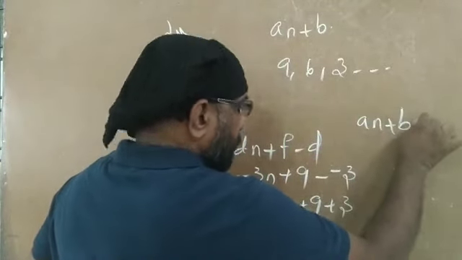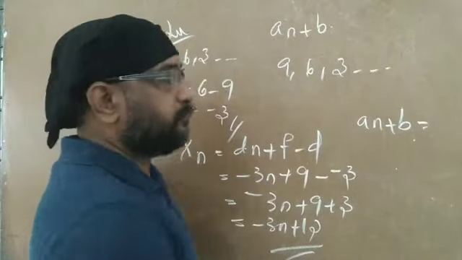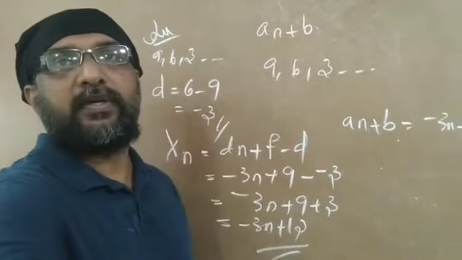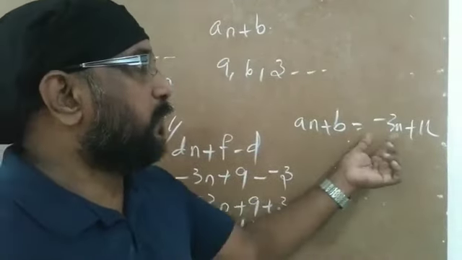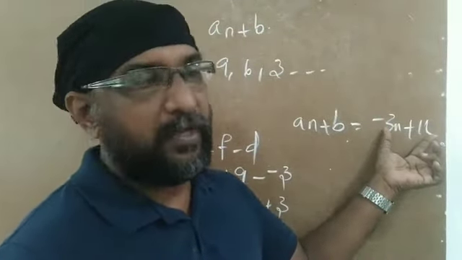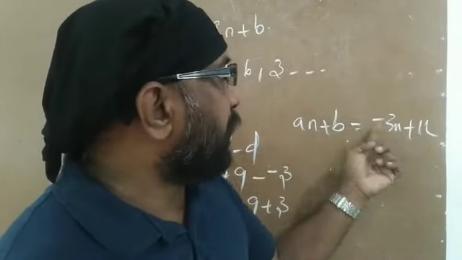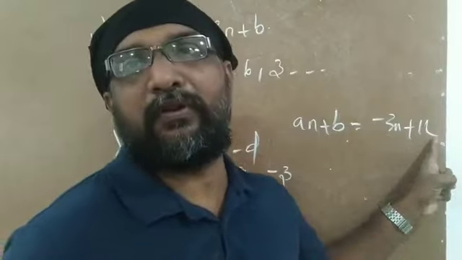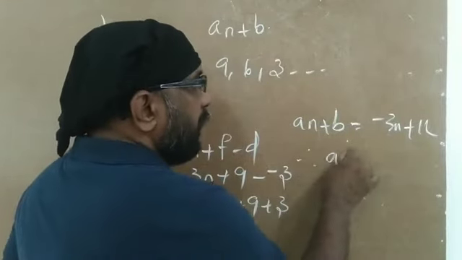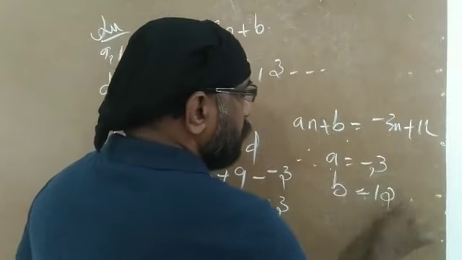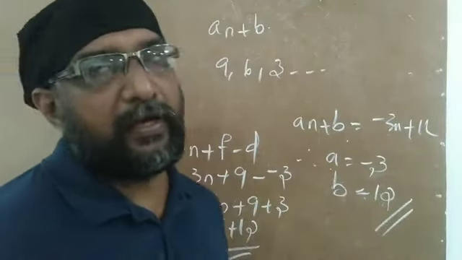an plus b is equal to negative 3n plus 12. From here, you get the value of a as negative 3 and b as positive 12. Therefore, a is equal to negative 3 and b is equal to 12. This is your final answer.